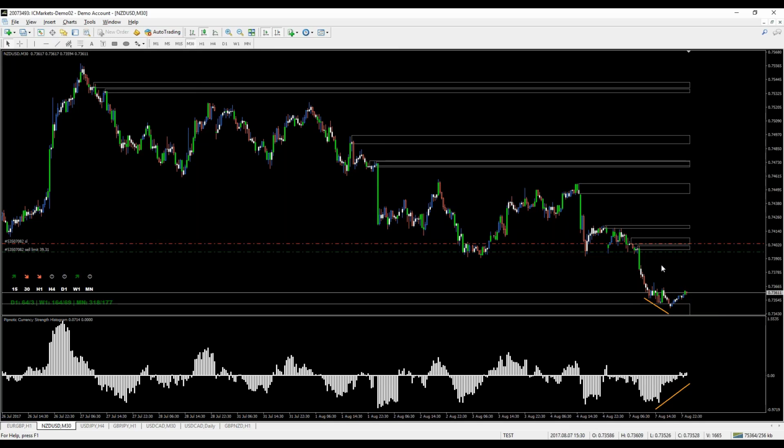But we'll have to see how this area of demand fares. It's not looking very convincing. Ideally, you want to see a poke down into a demand and then an immediate rejection, which we're not having now. So, yeah. But I think that's a really good example of that there.